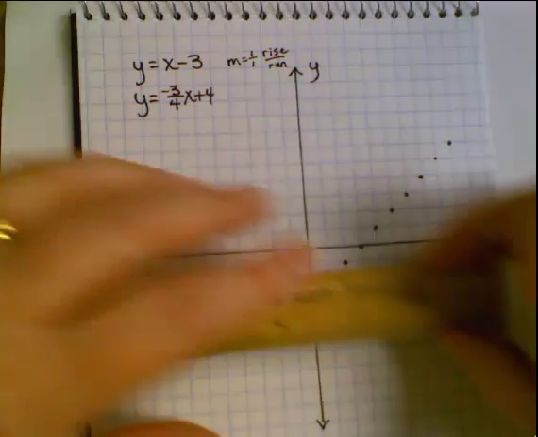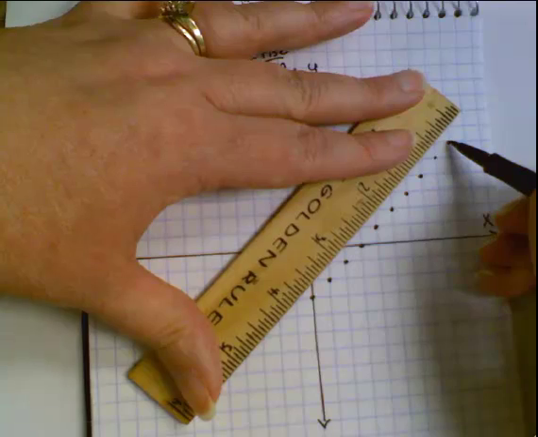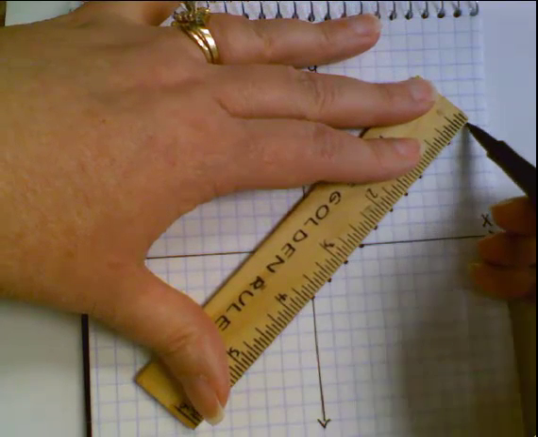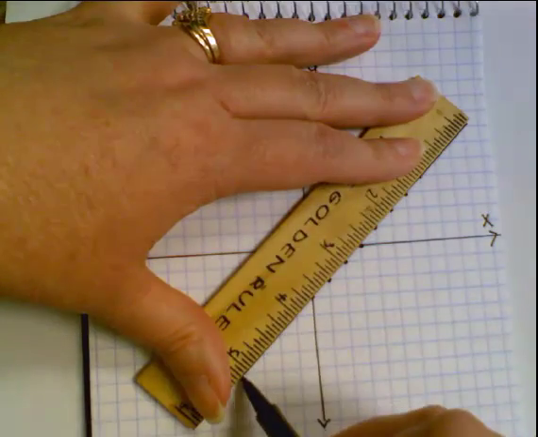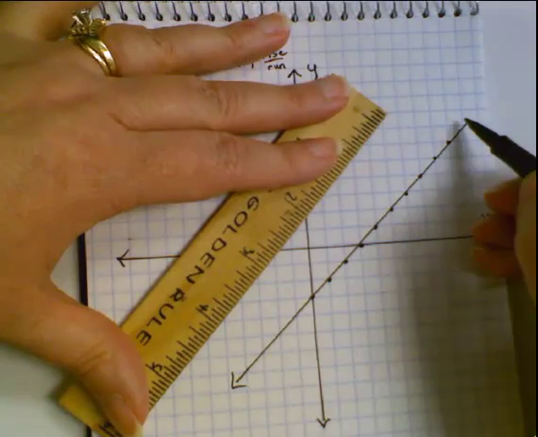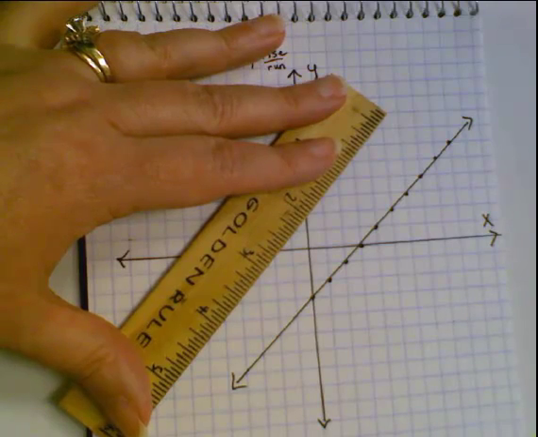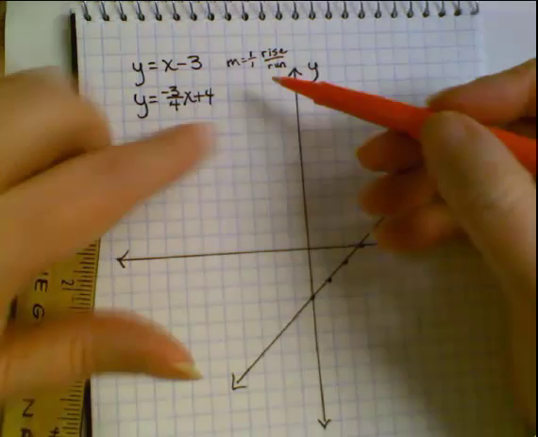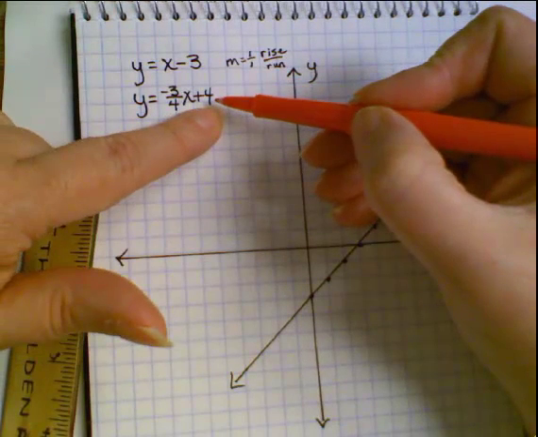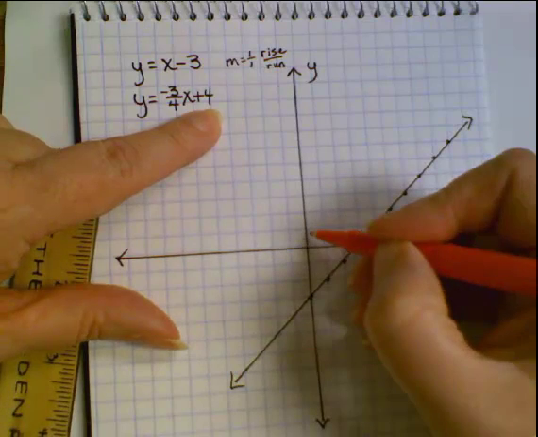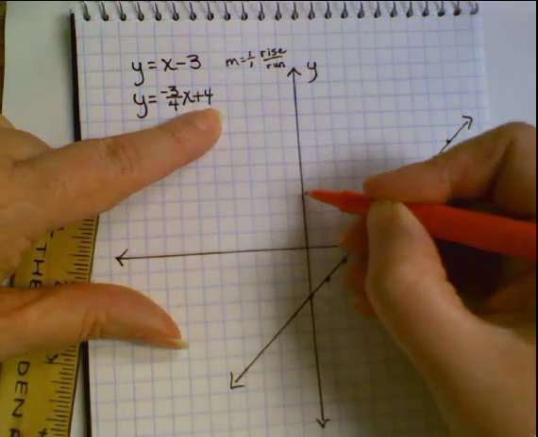Then I'm going to take a straight edge, line up my points, and draw my line. For emphasis here, I'm going to grab another color and graph my second line. It has a y-intercept of 4. So I'm going to go up 4.